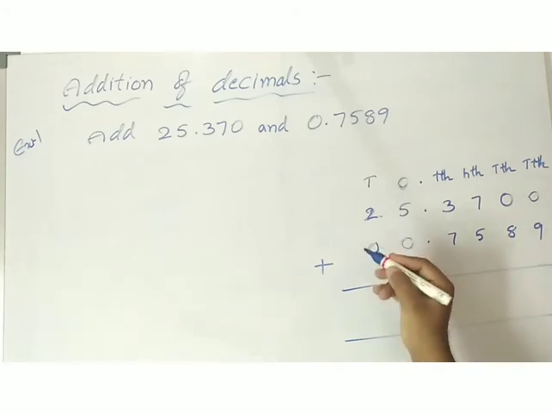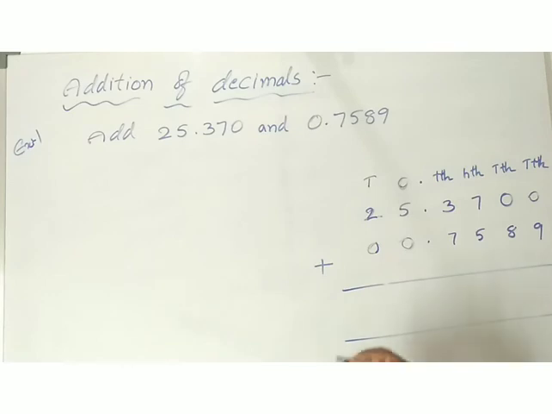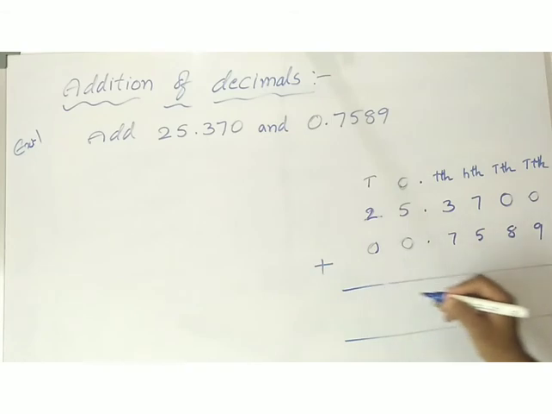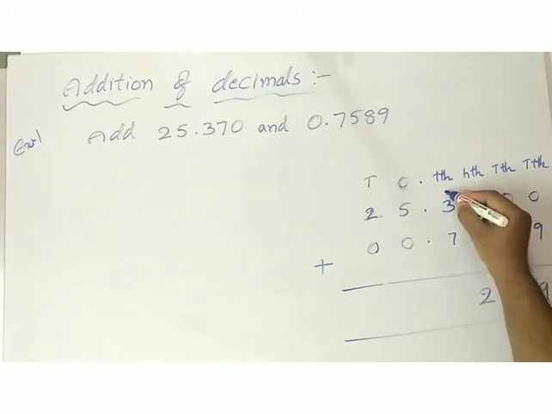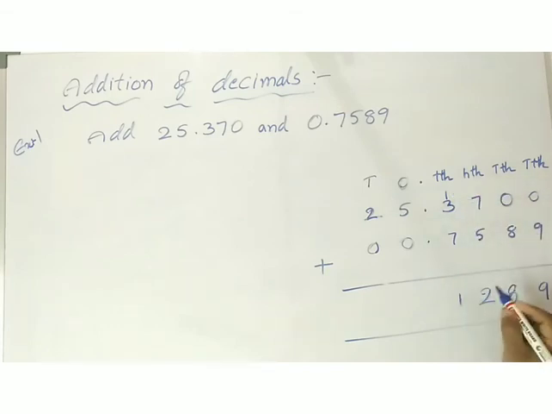Now I am going for the addition. From where will we start? From the right side or the left side? Children, we will start the addition from the right side, and move from right to left. So 0 plus 9 is 9. 0 plus 8 is 8. 7 plus 5 is 12. Carry 1. So 10 plus 1 is 11.